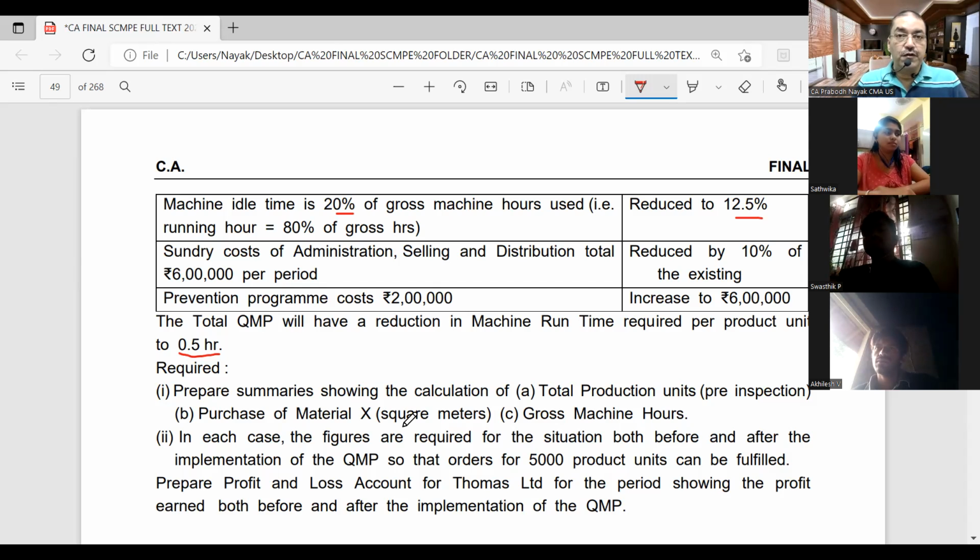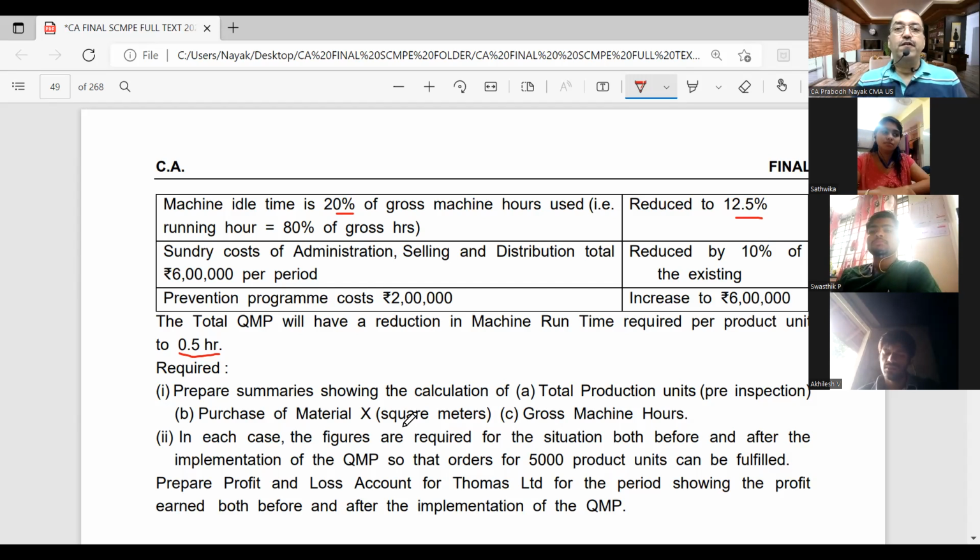Total, how many units you are producing? Second, total, how many units you are purchasing of the raw material? Third, total, how many machine hours are there? Gross machine hours. Second part of the question. In each case, the figures are required for the situation both before and after the implementation, so that orders for 5,000 product units can be fulfilled. So the three calculations, total production, total purchase, and total machine hours, you have to show before implementation as well as after implementation.